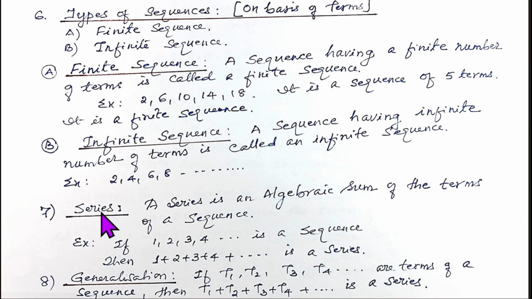Now what is a series? A series is an algebraic sum of the terms of a sequence. That means if we are given a sequence, if you add the terms of the sequence, then that becomes a series. For example, if 1, 2, 3, 4 dot dot is a sequence, then 1 plus 2 plus 3 plus 4 plus dot dot is a series. Generalization of the series is, if t1, t2, t3, t4 dot dot are terms of a sequence, then t1 plus t2 plus t3 plus t4 plus dot dot is a series.